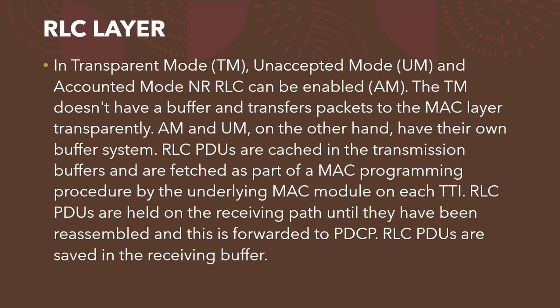And then we have the RLC layer. Transparent mode (TM), unacknowledged mode (UM), and acknowledged mode (AM) of NR RLC can be enabled after modification. The TM does not have a buffer and transfers packets to the MAC layer transparently. AM and UM, on the other hand, have their own buffer system.